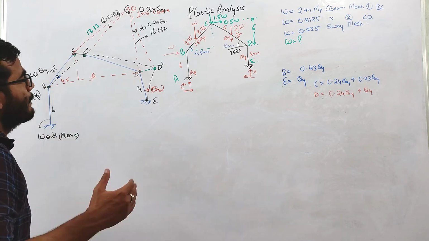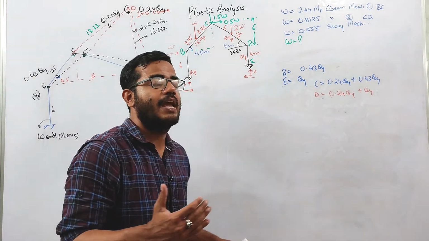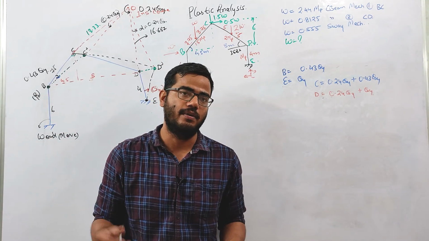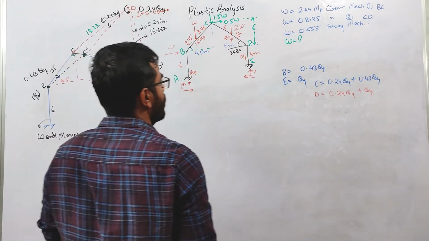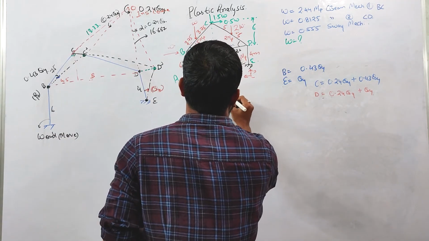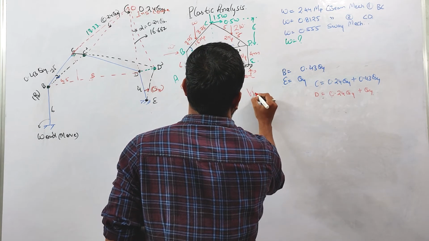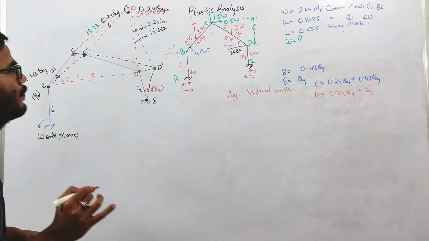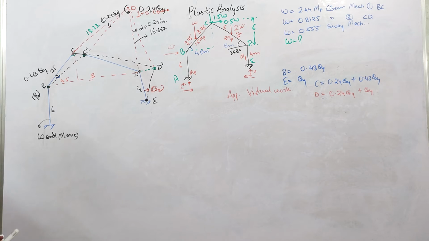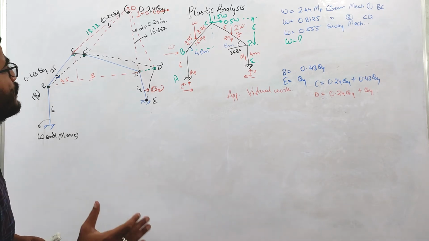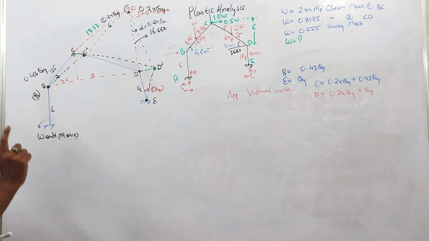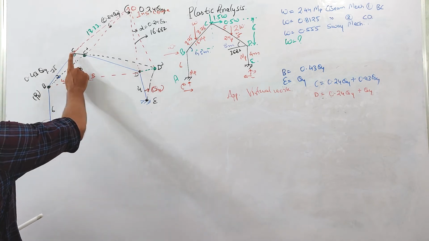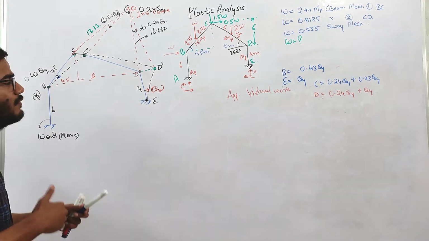Now we need to calculate the collapse load for this frame with the Gable mechanism. So what we need to do is apply the principle of virtual work over here. External work done will be equal to internal work done. Let us first calculate the internal work done. Internal work done will be always at the plastic hinges only. Plastic hinges are forming at B, C, D and E points, so internal work done will be there only.